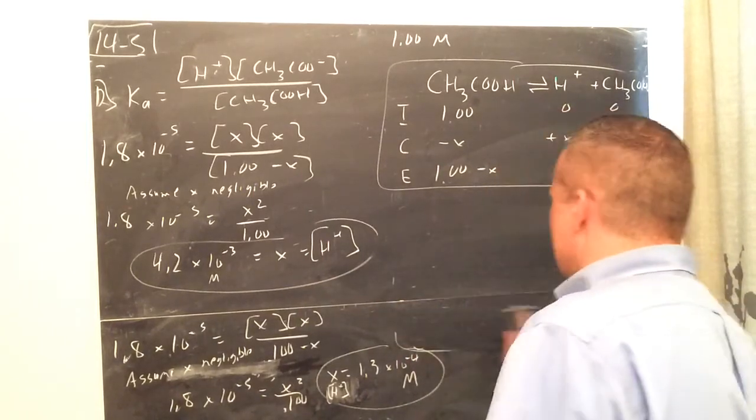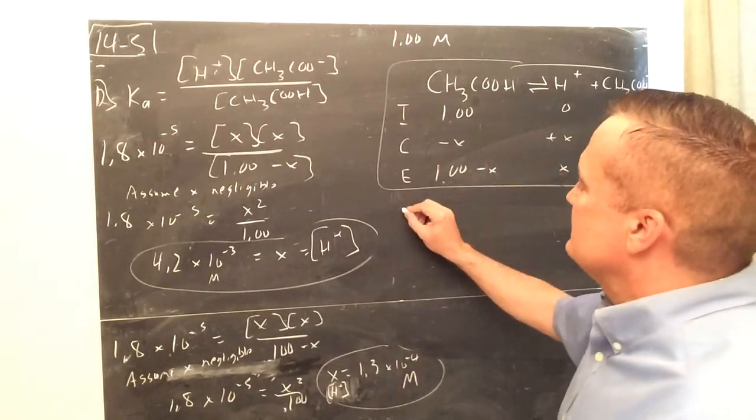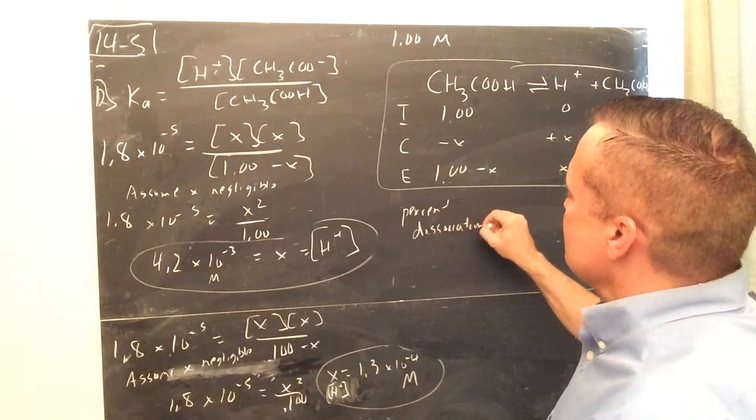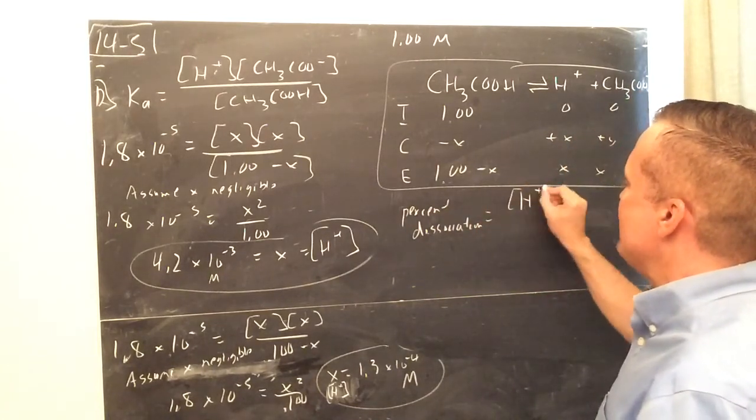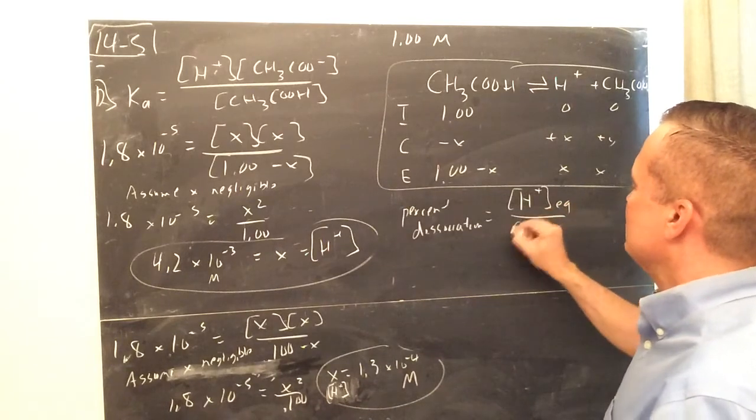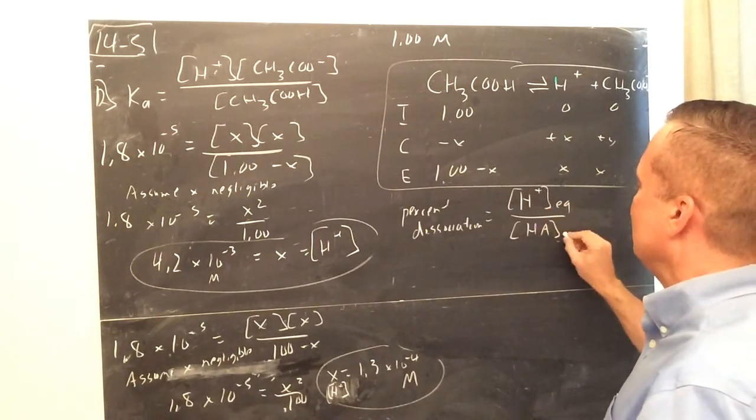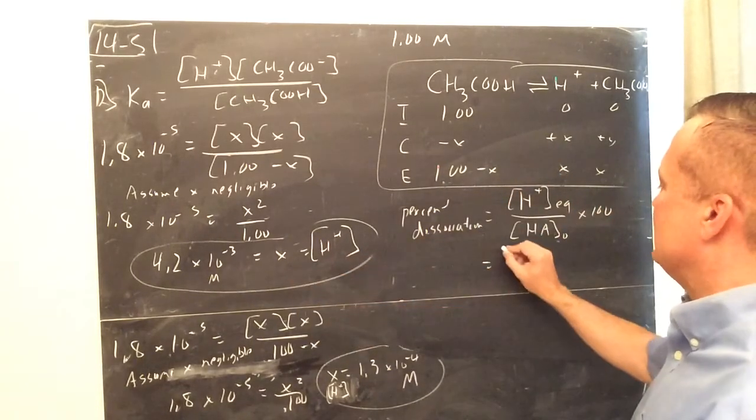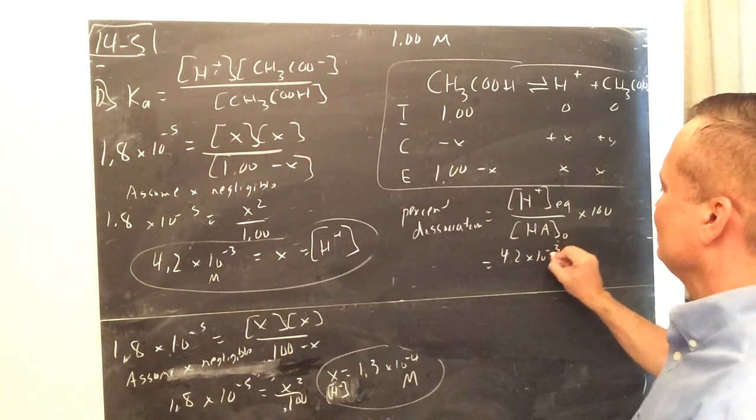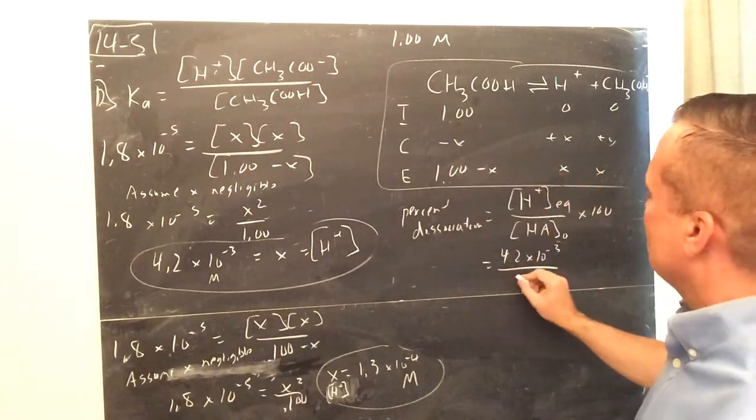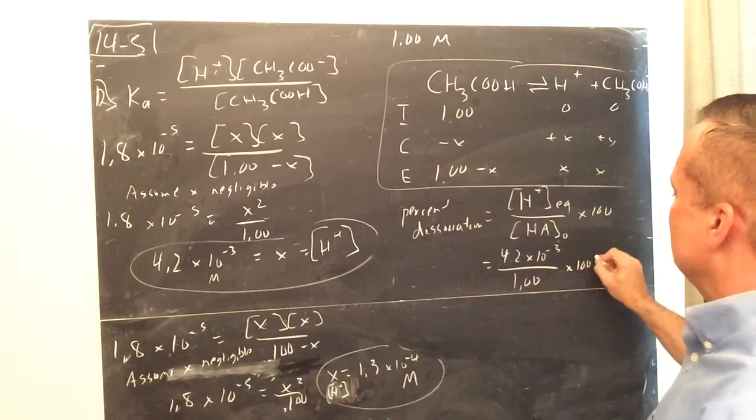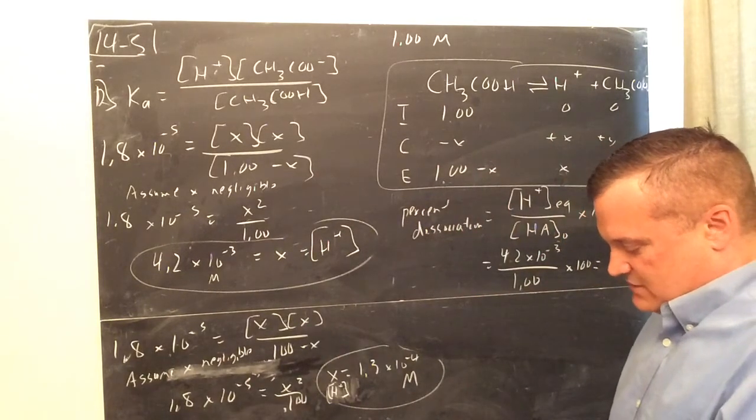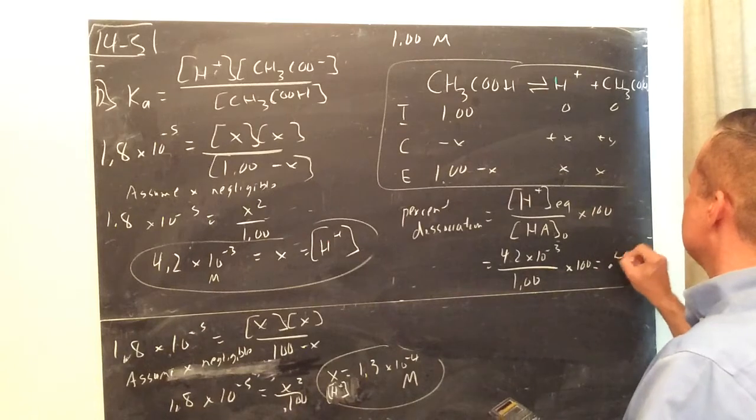Here is the equation I think I've shown you before: percent dissociation equals the H plus that you have at equilibrium, how much H plus broke off, divided by the acid initial, times 100. So at equilibrium, X, you had 4.2 times 10 to the negative 3, and you started with 1 molar, times 100. So 4.2 times 10 to the negative 3 times 100 is 0.42% dissociation.